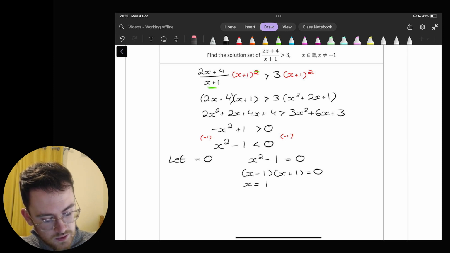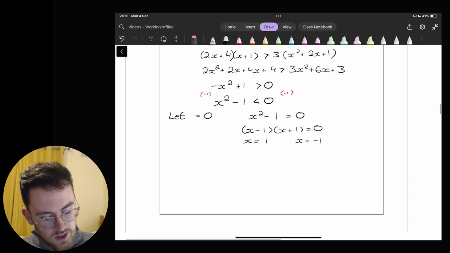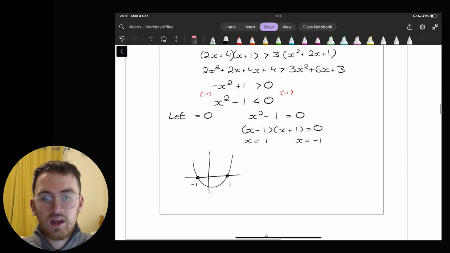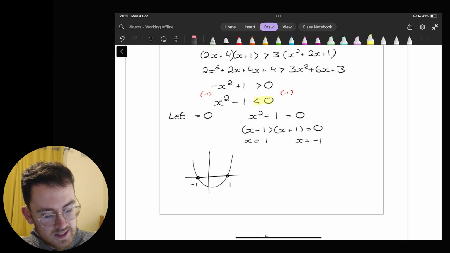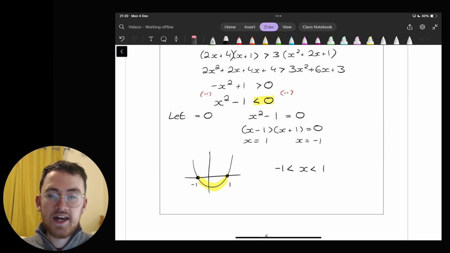So we get x equals 1, x equals minus 1. If I sketch my graph here, my two roots, 1 and minus 1. And now I need to look at my inequality. So my inequality here tells me it's less than 0. So I'm looking at the section below the x-axis, which means x is going to be between those two values of 1 and minus 1 there.